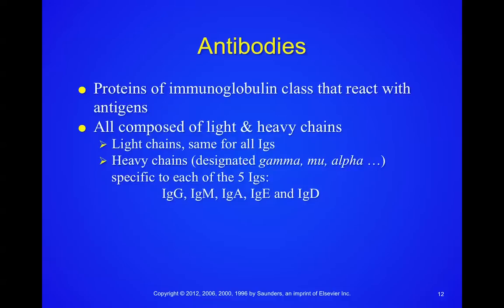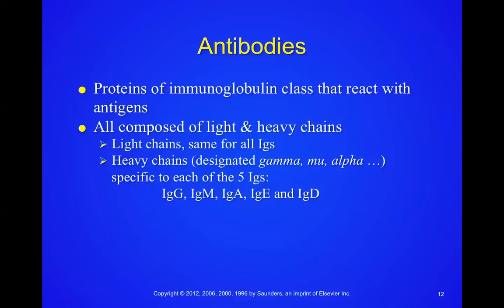IgM fights blood infections and helps trigger production of additional IgG. It reacts to blood group antigens and leads to the agglutination of red blood cells. Immunoglobulin A is the major antibody found in the membranes of the respiratory and gastrointestinal tracts, the second most common Ig found in tears, saliva, mucus, and colostrum. IgA is important in local immunity.